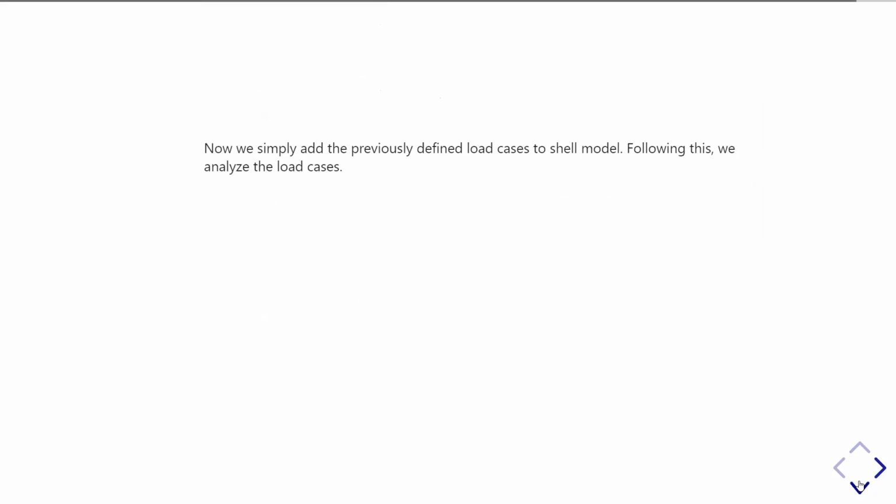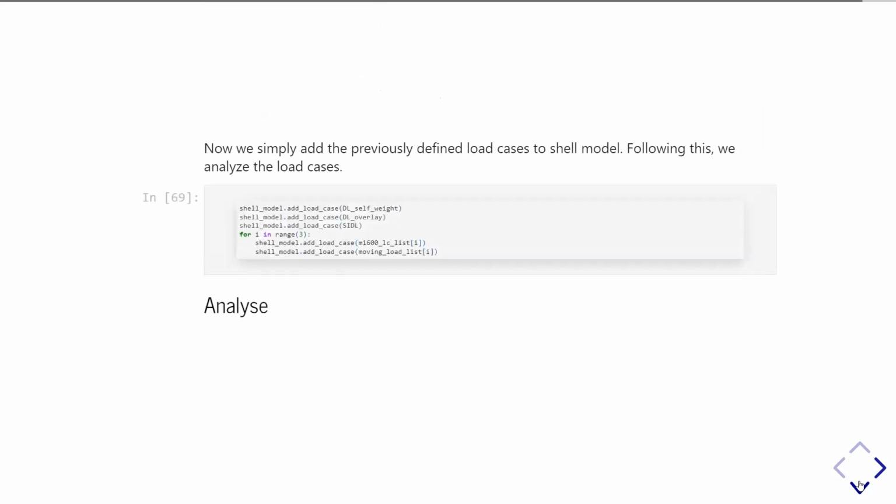So now that we created the model, instead of going through and creating all the load cases that we had earlier, you can simply add those defined load cases to this second model. How do you do that? Just go shell model dot add load case, and we add them all here. What we're doing here is just adding all of the load cases that we defined earlier, including the moving load cases.